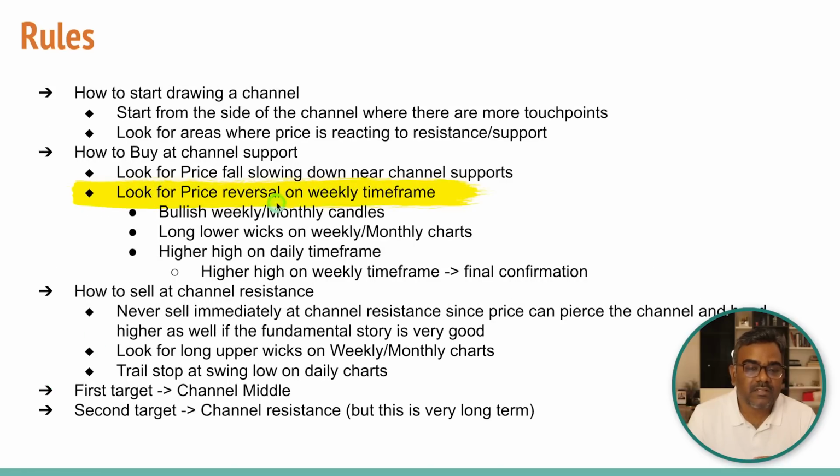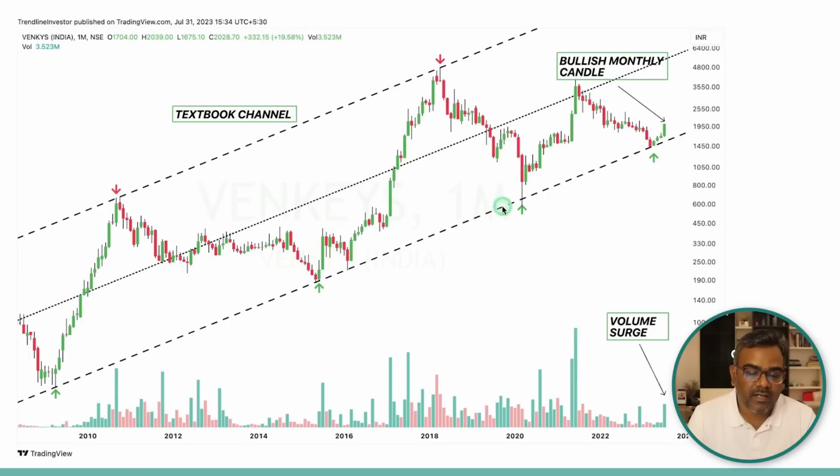Then look for price reversals on the weekly time frame. I'll discuss this shortly. Basically, what kind of signs we have to look for: bullish weekly or monthly candles, or long lower wicks on weekly and monthly charts. Now, what do we mean by lower wicks? For example, here, around March 2020, the COVID crash, we had a long lower wick. That's a sign of reversal. Price went all the way down, but by the end of the month, the price closed back up to probably around 70% of the candle. That shows that there was demand.